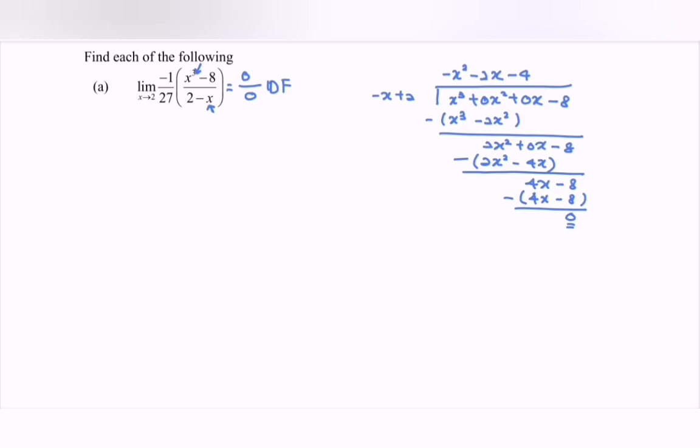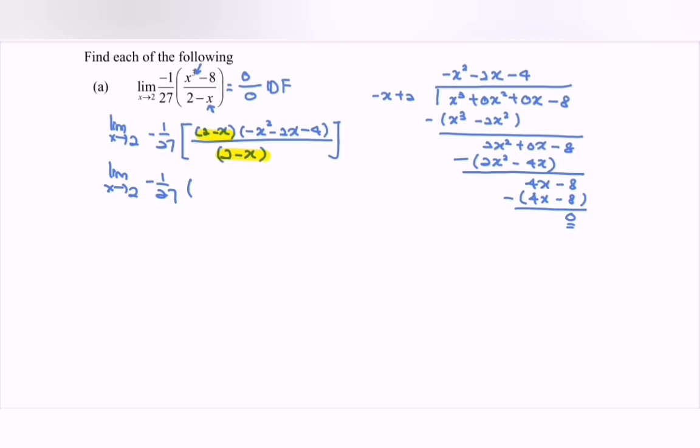Kindly rewrite the situation. Limit when x approaching 2, we have negative 1 over 27 bracket. Factorize the situation and we will have 2 minus x multiplied with negative x squared minus 2x and then minus 4, over 2 minus x. So notice that we have the common terms. So rewrite the situation. Limit when x approaching 2, we have negative 1 over 27 multiplied with negative x squared minus 2x minus 4. So kindly substitute the value 2.